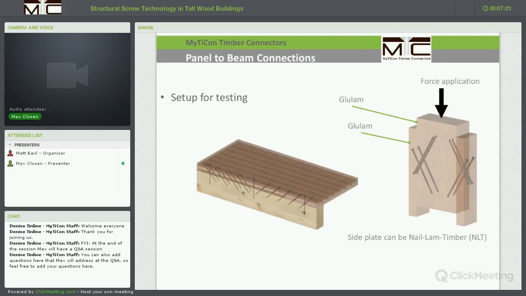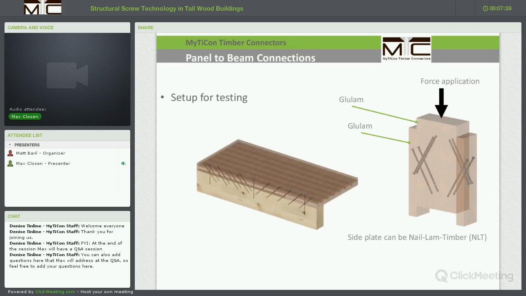This was sort of intended to simulate nail laminated timber connections. For those who do not know what nail laminated timber is, it's basically 2x4, 2x6, 2x8 material, or maybe 2x10 or 2x12 on edge, nailed to form a large panel material similar to CLT.